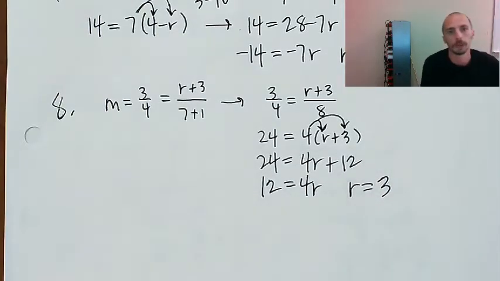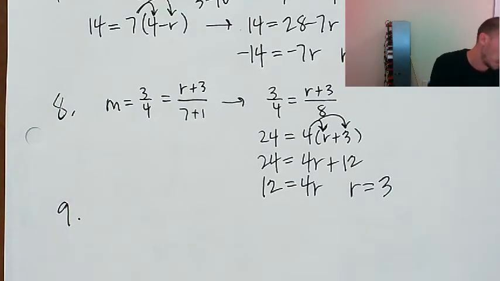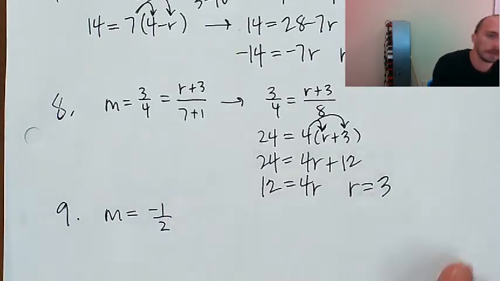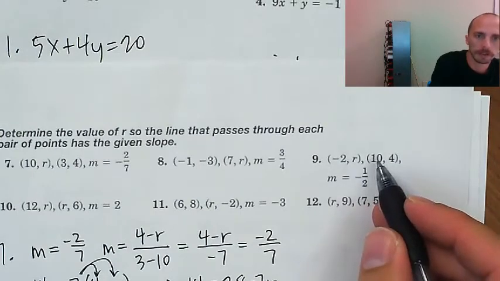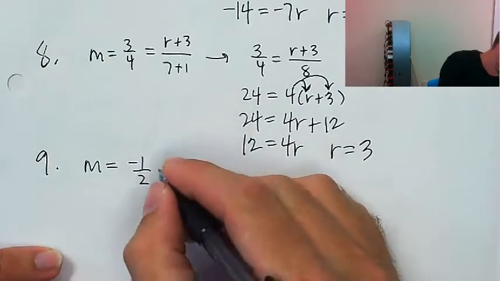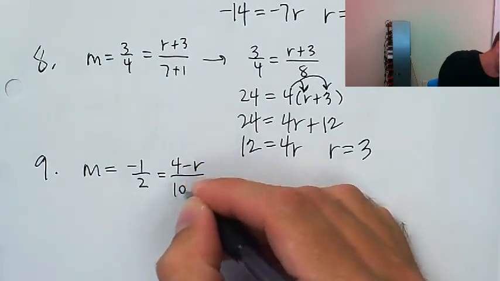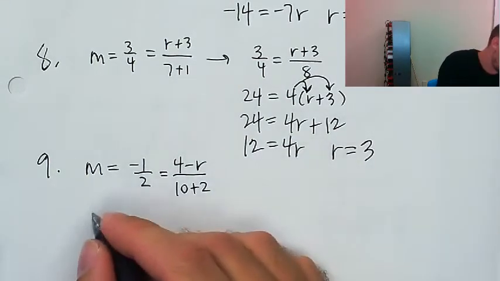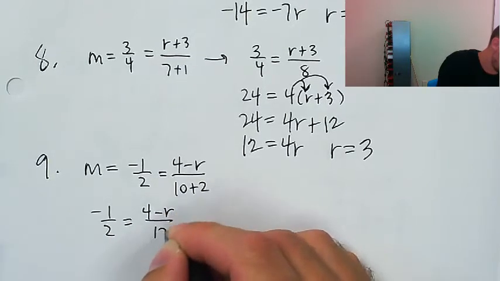Okay, but again, this one we could probably solve just by looking at it. All right, now slope is going to be equal to negative 1/2 is what they're telling us. And then it's also going to be equal to 4 minus r divided by 10 minus negative 2. All right. So negative 1/2 equals 4 minus r divided by 12.